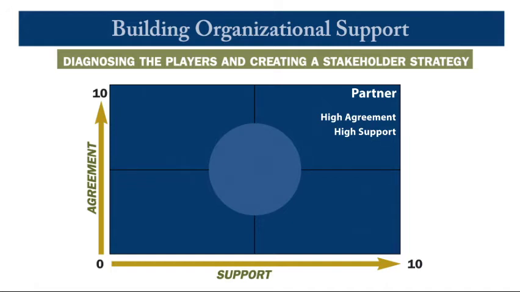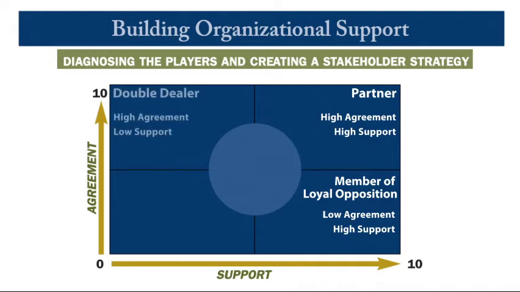On the bottom right, you have what you would call the loyal opposition. These are people who also support you, but they may not agree, which is okay. You want people who are going to have the courage of their conviction to have a different perspective and share that with you. The group on the top left, the double dealers, are almost like the opposite of that.